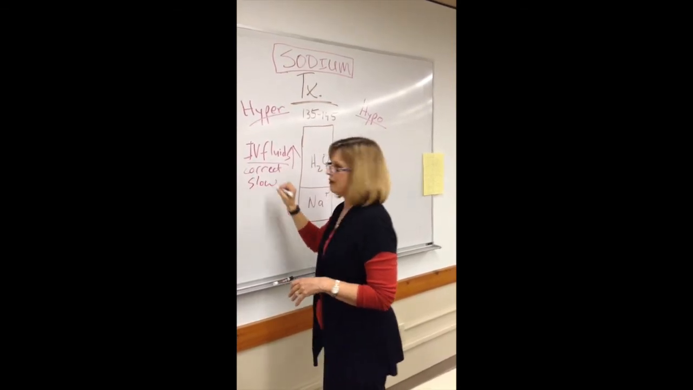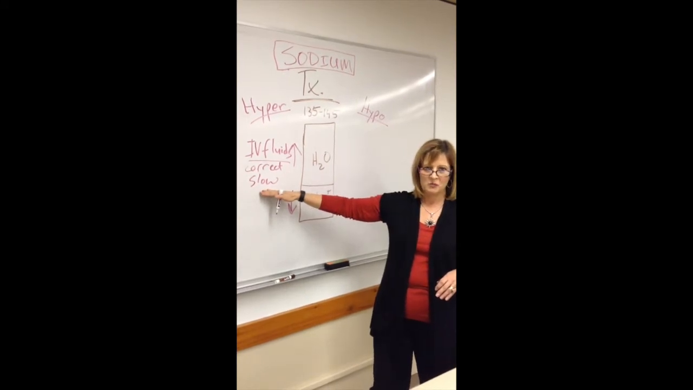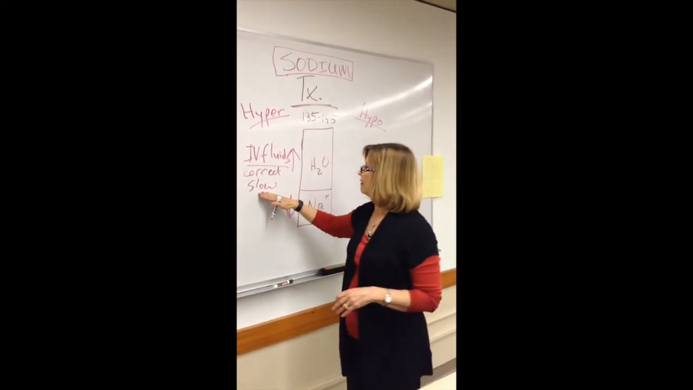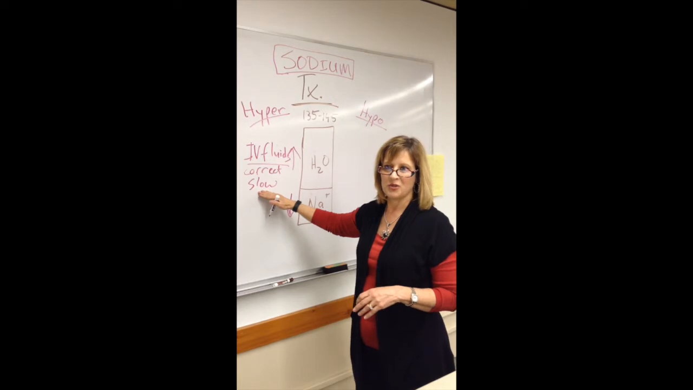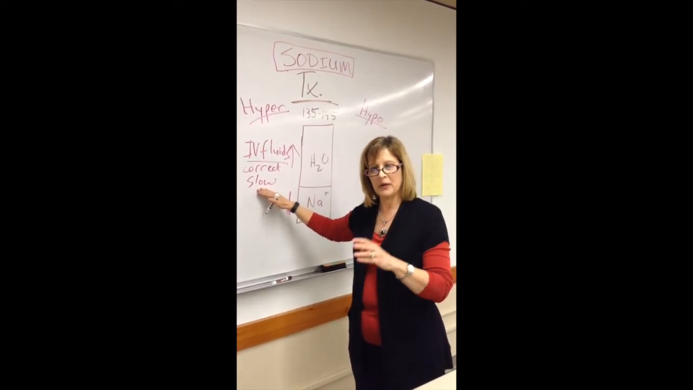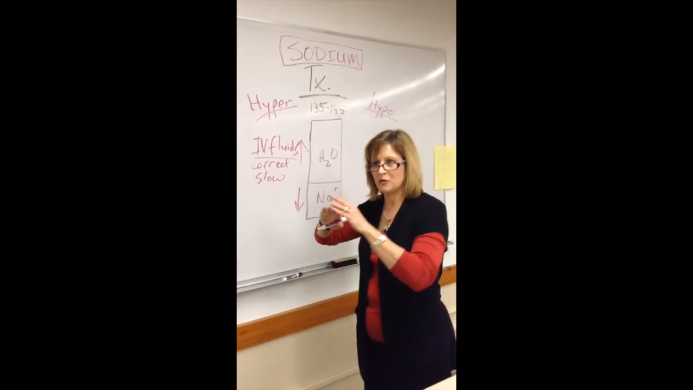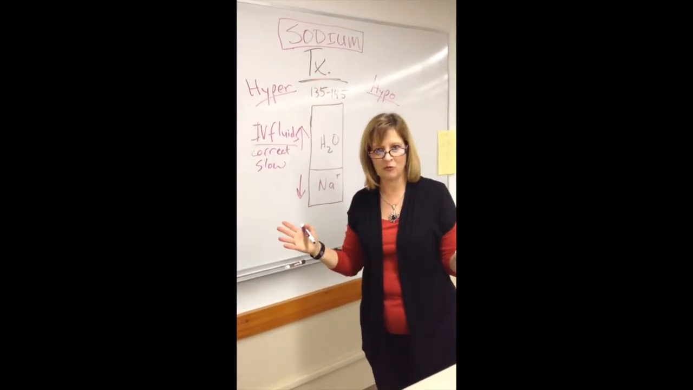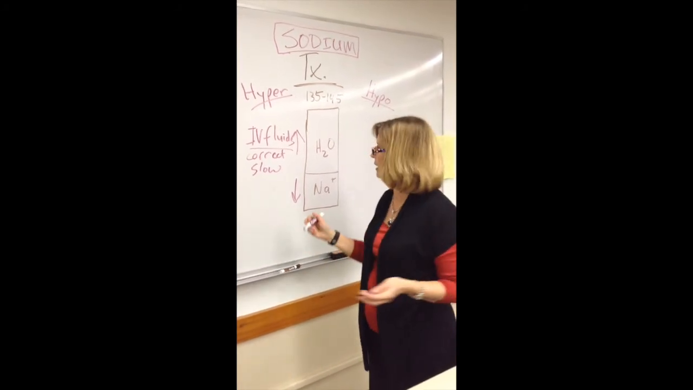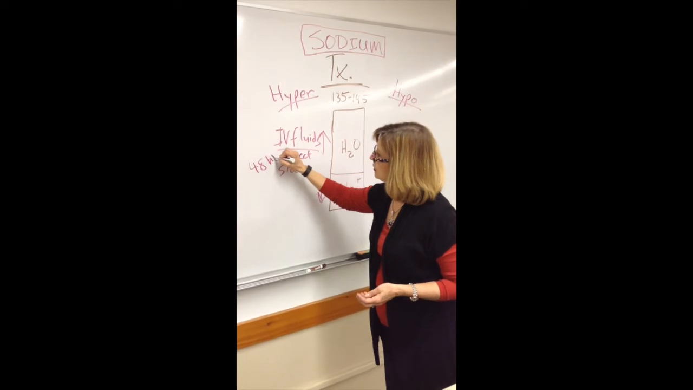And why do we want to correct slowly? Because if you remember, we have a brain that's been dehydrated, and so we're trying to get that brain back to hydration and the cells, but you can't do it within a few hours because you could go just the opposite and overhydrate it. So we want to do it slowly, and they say to do it over about 48 hours.